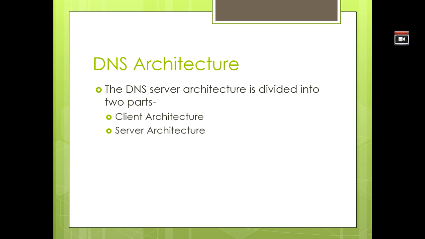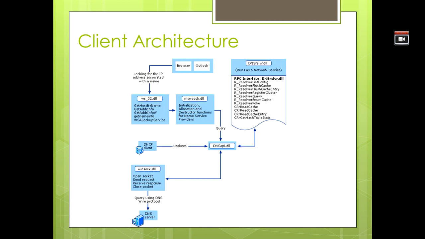DNS architecture. DNS architecture has been divided into two parts: client architecture and server architecture. In client architecture, the user is entering the URL, and the home page of the website is going to be provided to the user from the server. Now, how does DNS work from the client side? First, we enter an email address in Outlook mail exchanger, or we enter a URL in the browser. Then the IP address is going to be located with a name.